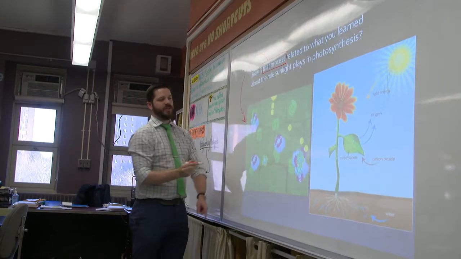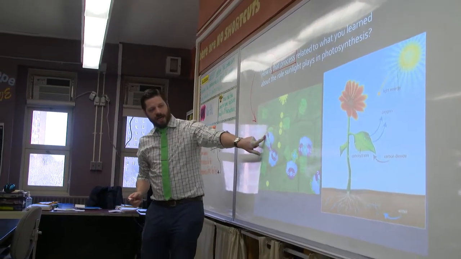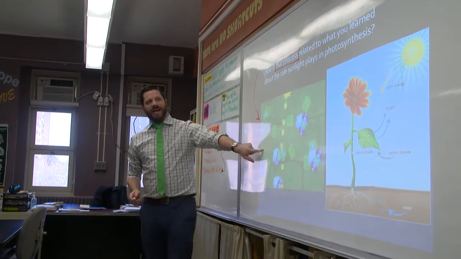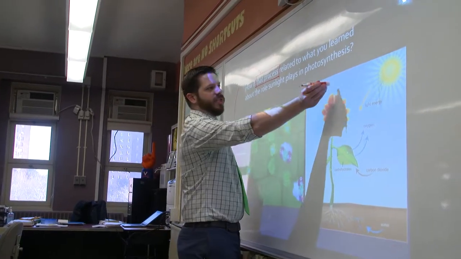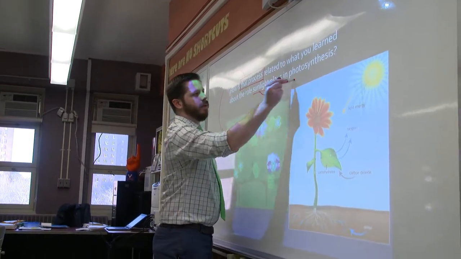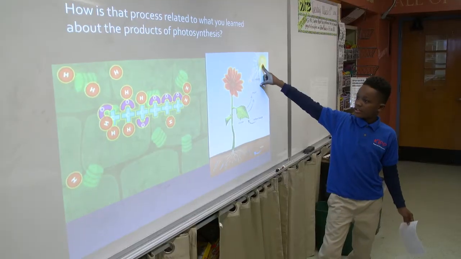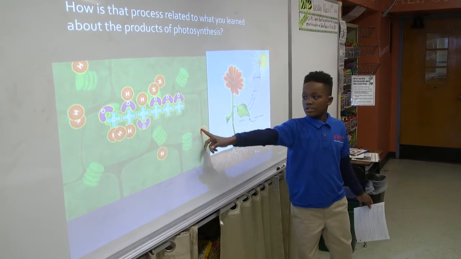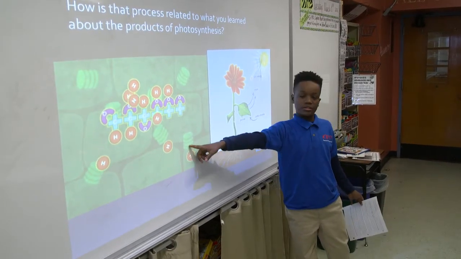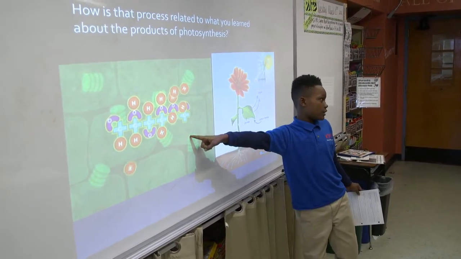How is this breaking up carbon dioxide and water? How is that related to sunlight and how it relates to photosynthesis? We need sun to break up all these molecules to make them individual. Okay, that makes sense to me so far.